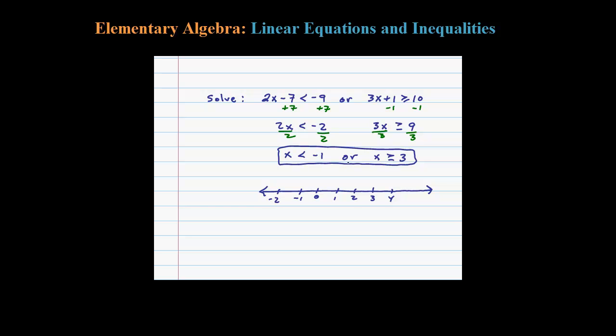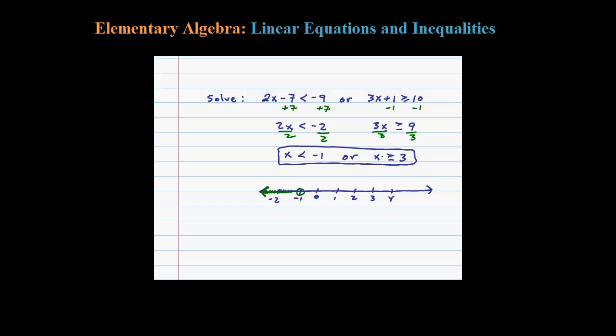Now what we're going to do is shade in all these numbers. So anything less than negative 1 should work. So I'm going to use an open dot here and shade in anything down there. Okay, so that's all the solutions for the first inequality. All those numbers will solve that first inequality.